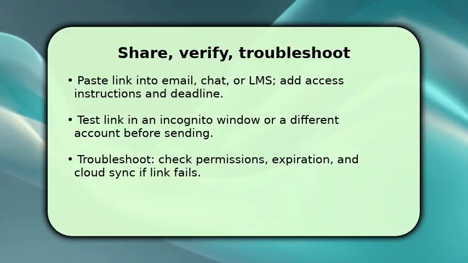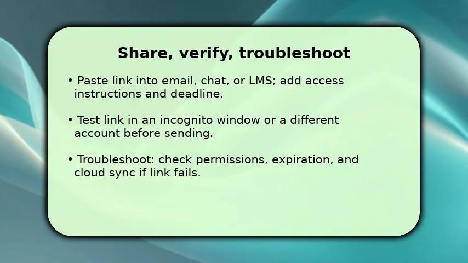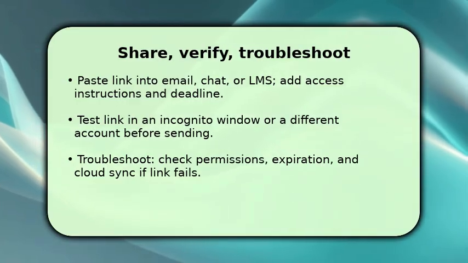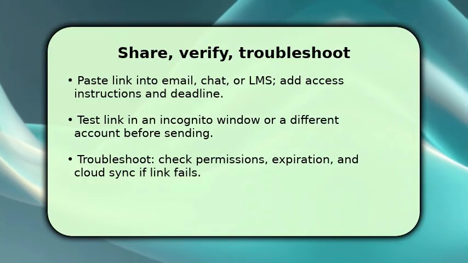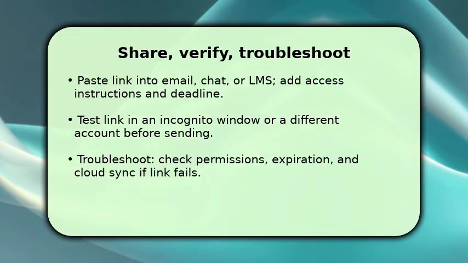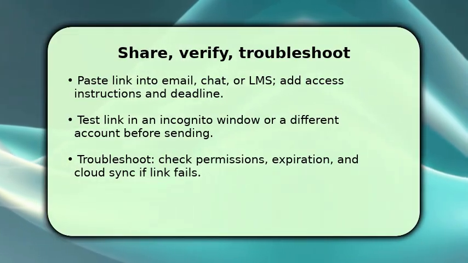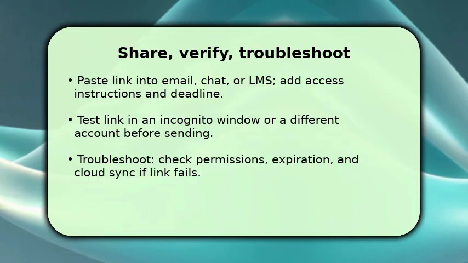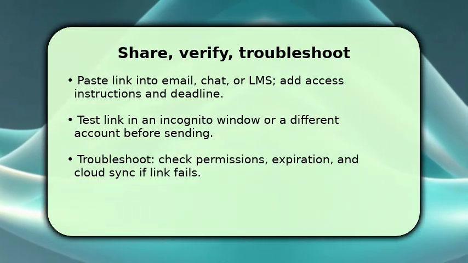If recipients report issues, check 3 common causes: wrong permission scope, an expired or password-protected link, or the file not yet synced to the cloud. If that fails, recreate the link after fixing permissions. This usually resolves access errors quickly.